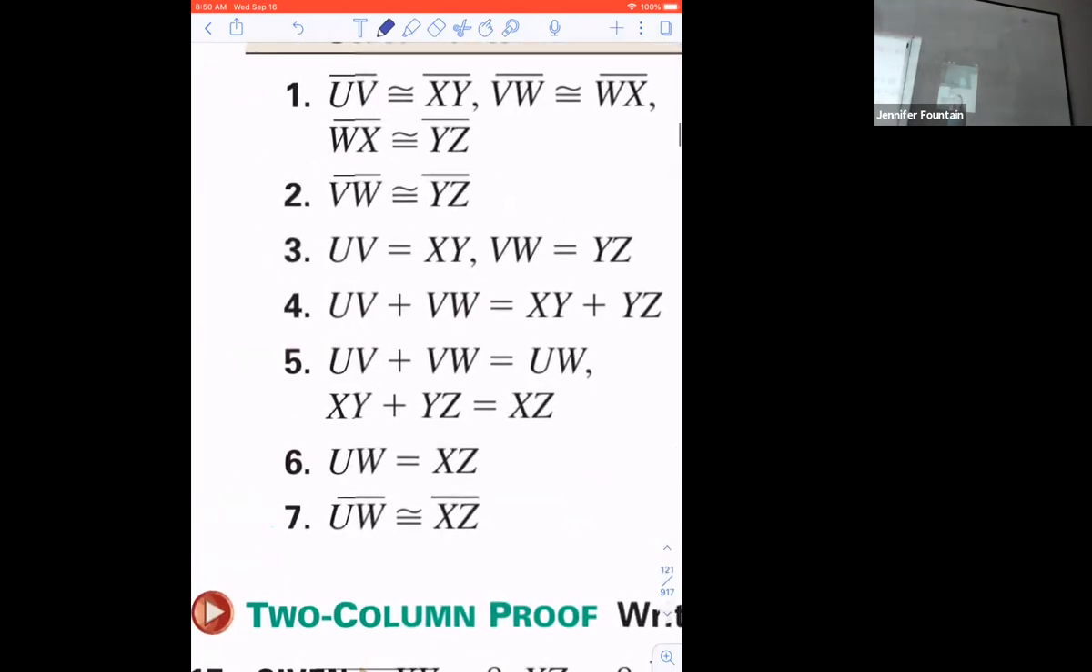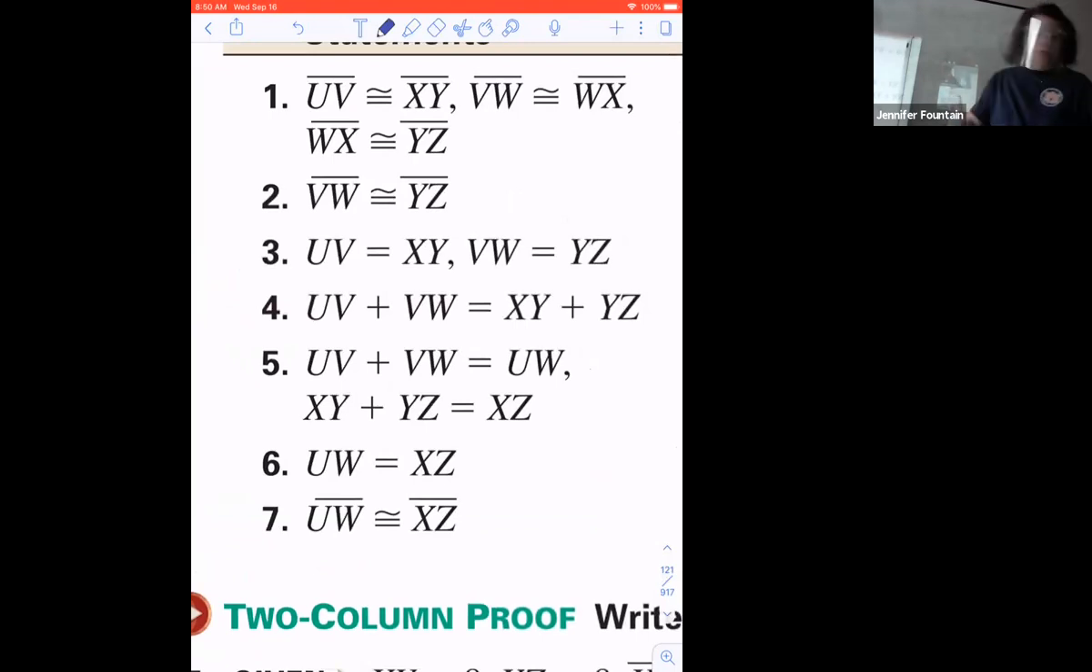So notice, going from this step here to this step here. Okay, I've got this here and I've got this here. So what I've done is I have just substituted. Okay, I have been able to eliminate these parts right here and these parts right here and substituted UW for this right here is equal to XYZ, which is XZ. Okay, so the substitution property allowed me to substitute these two equal to each other.